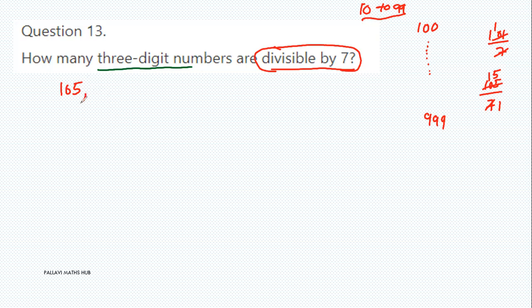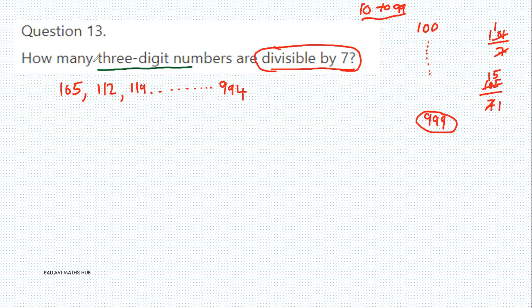Next, 105 plus 7 is 112. Next, 112 plus 7 is 119. It goes up to the last number, 999. Is 999 divisible by 7? Check it. It is not divisible by 7. Similarly, check 998, 997 like that. So you will get the last term is 994. Yes, 994 is divisible by 7.